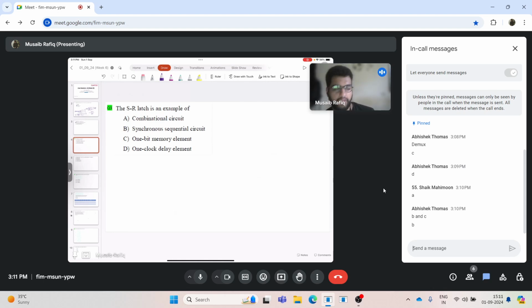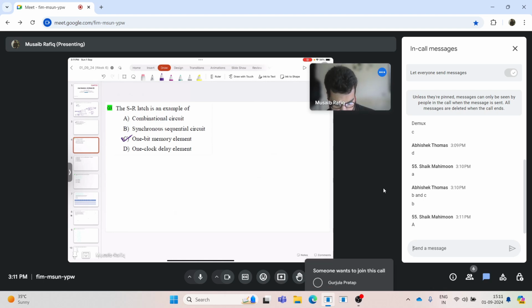Whenever you hear of a latch, a latch is one of the most basic memory elements. Whenever we talk of an SR latch, it is an example of a one-bit memory element. This is a basic memory element that you have in your digital circuits. That is your latch. So whenever you think of a latch, think of it like a one-bit memory element. That's all.